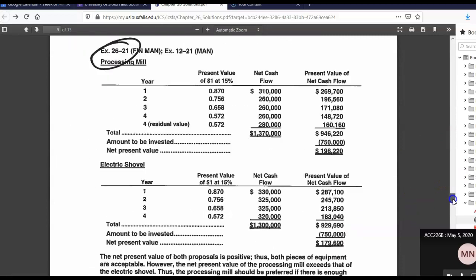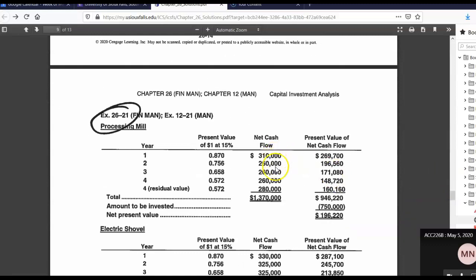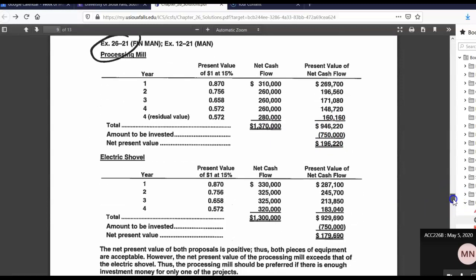Now, if we look at this one, it's because it's different cash flows for every year, we have to put in all the present value factors, but we still get to this total amount to be invested and then the net present value. So number 21, what they're doing here is they're looking at 2 different alternatives, the processing mill or the electric shovel. There's one thing that I think needs to be clarified so that you see it. You notice there's 2 year 4s. Well, when you read it, this thing had a life of 4 years. And after the 4th year, the residual value is 280.